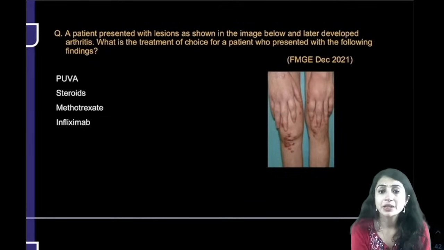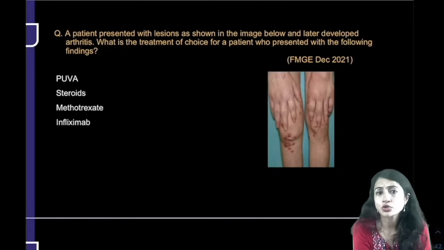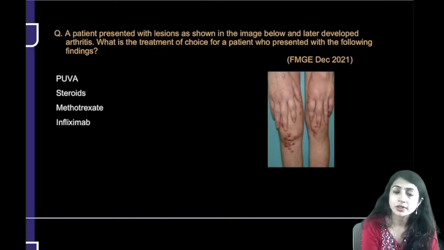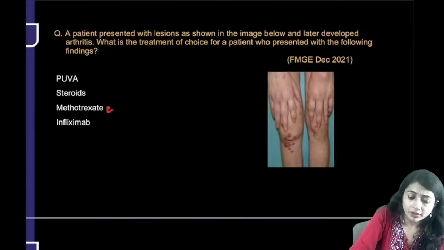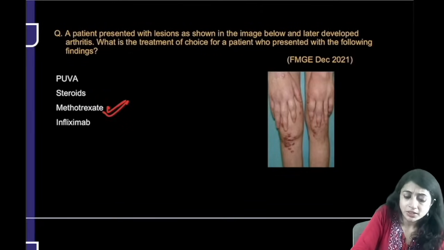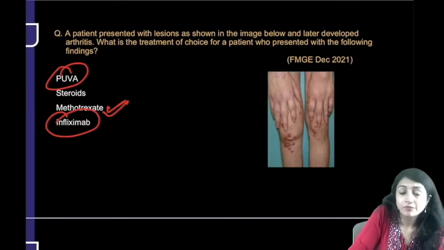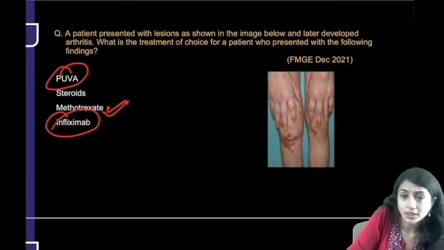Next question. A patient presents with lesions as shown in the image below and later developed arthritis. What is the treatment of choice in a patient who presented with the following features? So we have already discussed this. This is a patient of psoriasis with arthritis, so my treatment of choice, as I have already told you, will be methotrexate. Remember, steroids I told you are only given in pustular psoriasis of pregnancy. PUVA and infliximab are used for the treatment of psoriasis, but they are not my first choice. My first choice will be methotrexate.